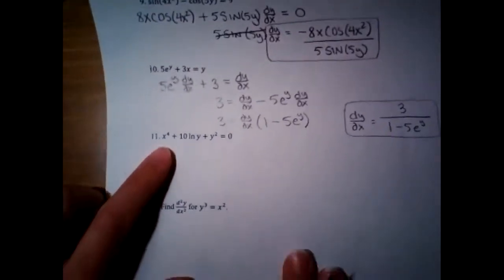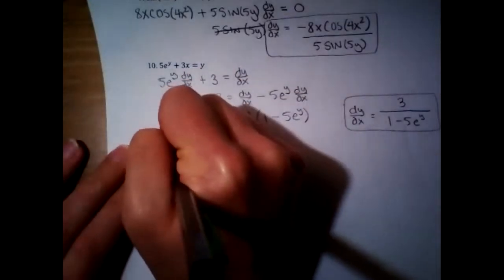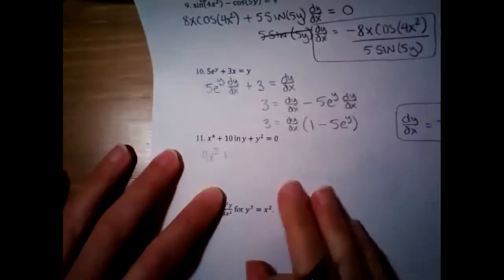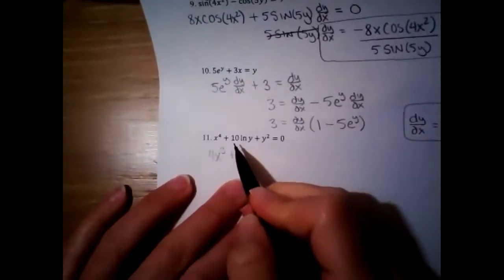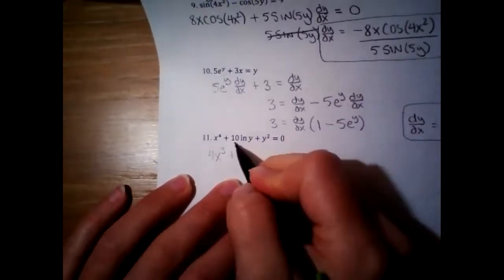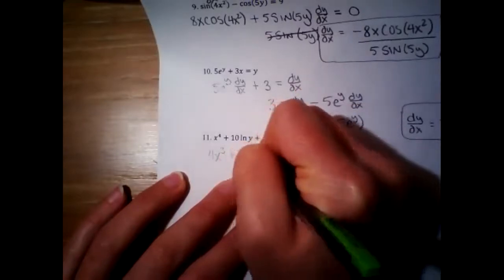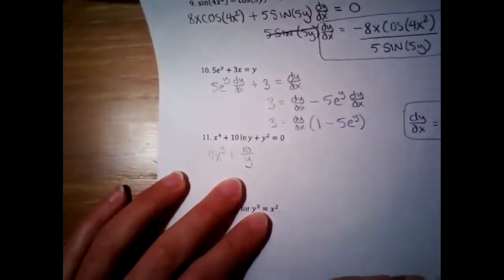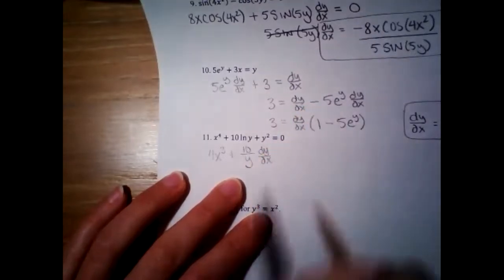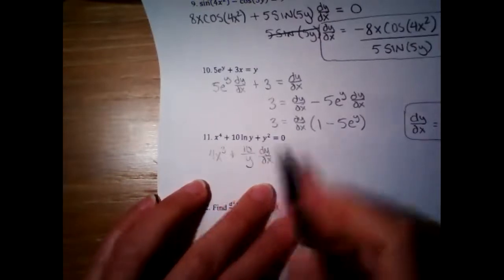All right, so number 11. Derivative of x to the 4th, that'll be 4x cubed plus, all right, 10, and then derivative of ln is reciprocal. So it's going to be 10 times 1 over y. So this will be 10 over y, and then dy/dx. Again, anytime you do a derivative of a y variable, multiply on dy/dx.